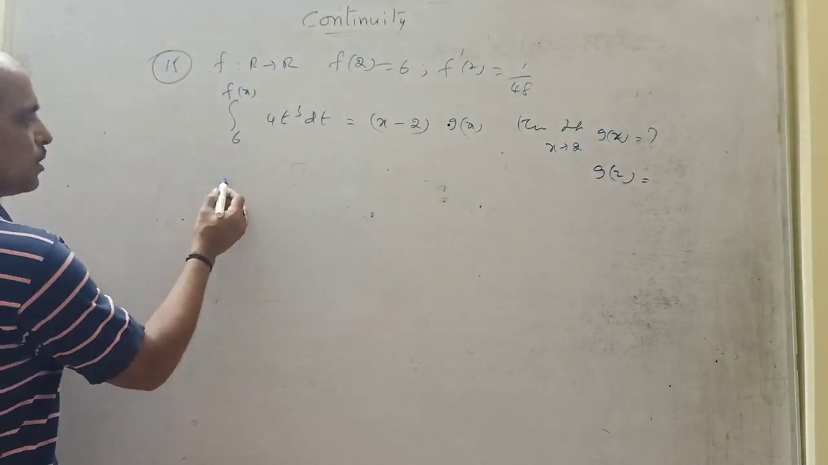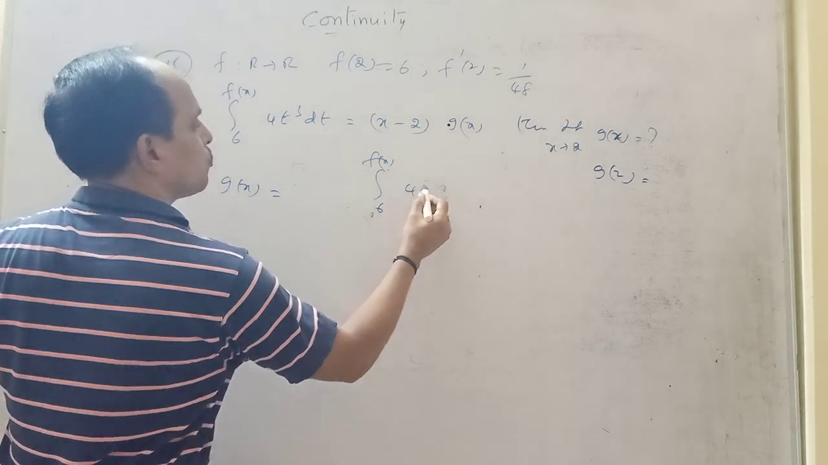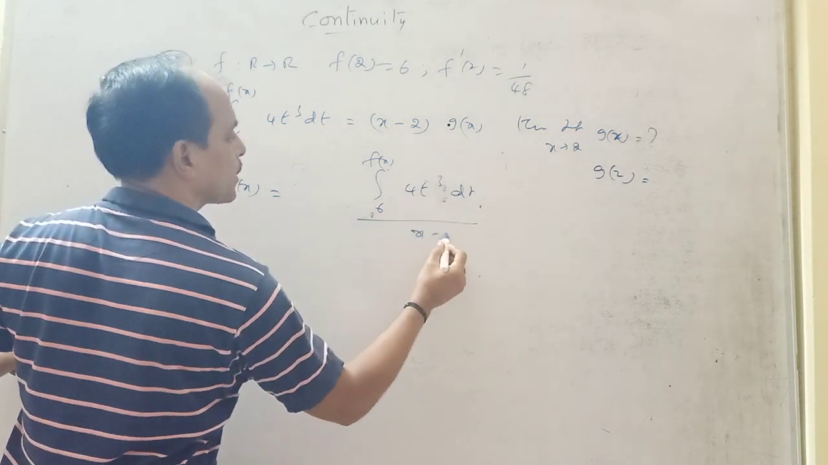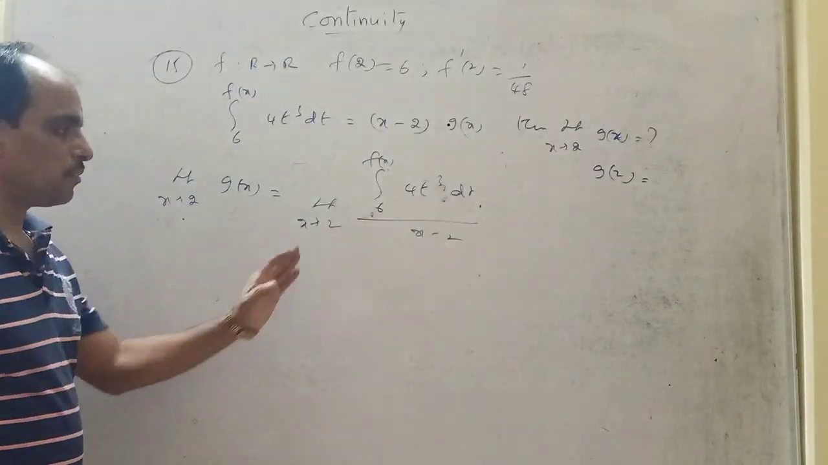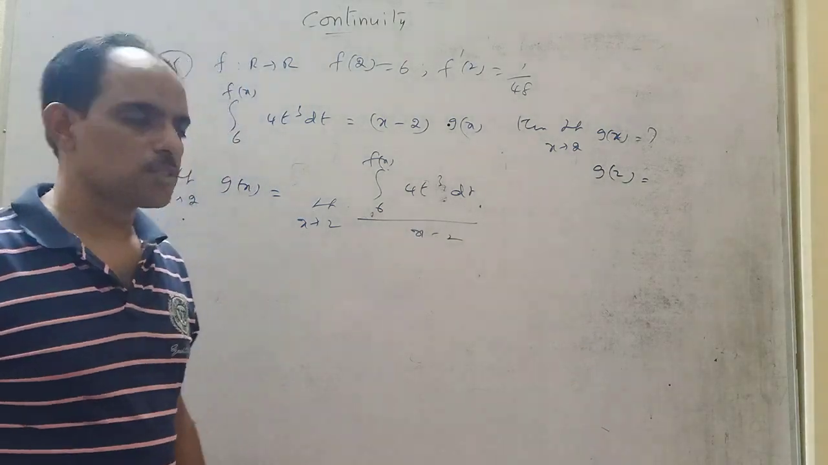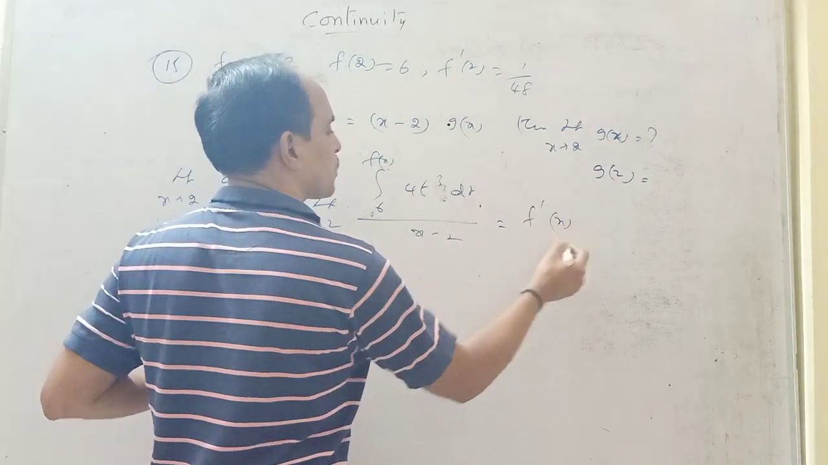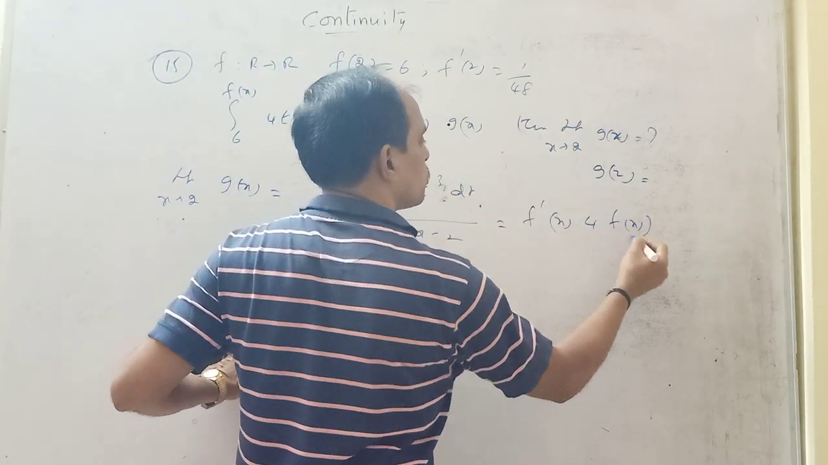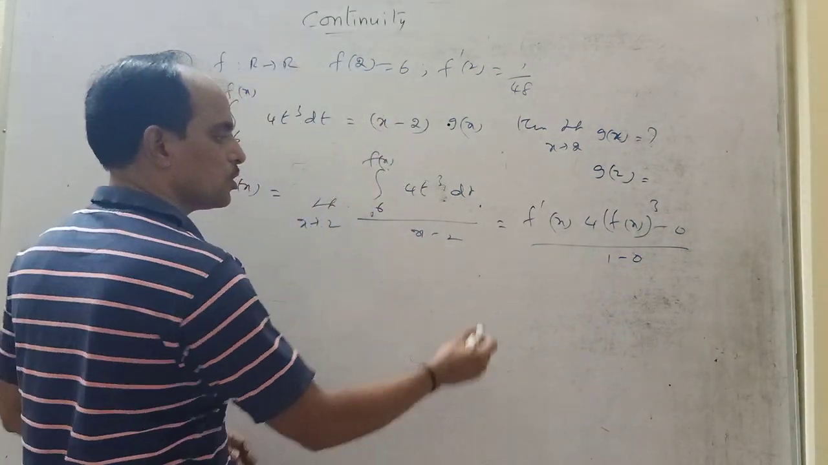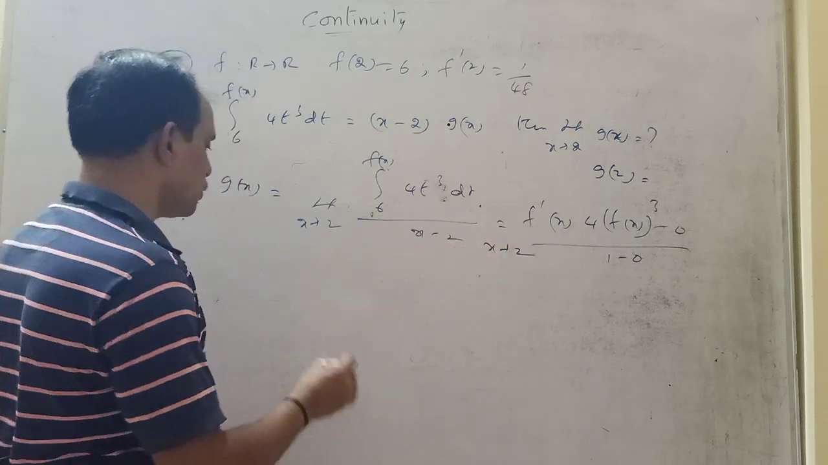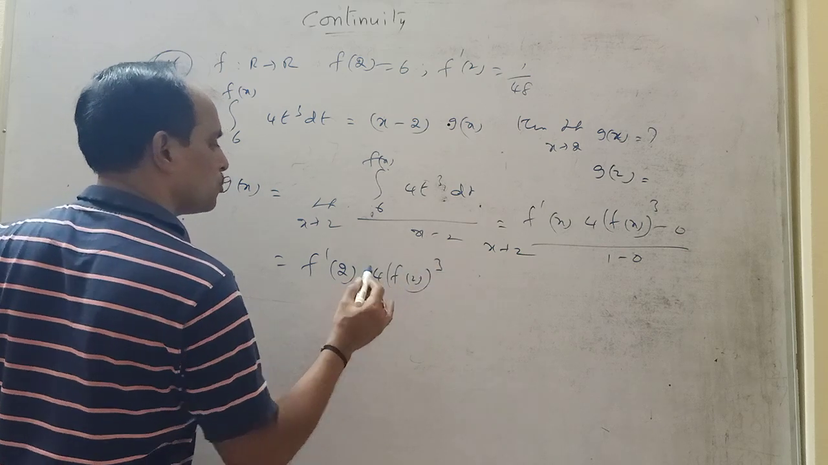What is g of x? You see, g of x is equal to the integral from 6 to f of x of 4t cube dt, by x minus 2. Now limit as x tends to 2. Here also, when x tends to 2, it will be 0 by 0. So we can apply L'Hospital rule by using Leibniz theorem. The derivative of integration, I think you know very well. So f dash x into 4 times f of x whole cube, minus the 6th derivative which is 0, by x derivative 1, 2 derivative 0. As x tends to 2, it becomes f dash 2 into 4 of f of 2 whole cube.